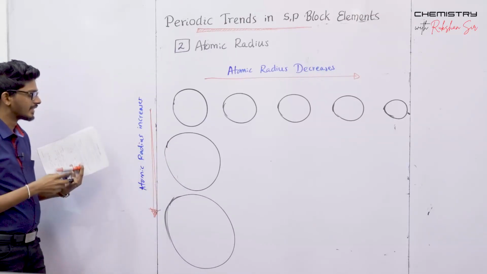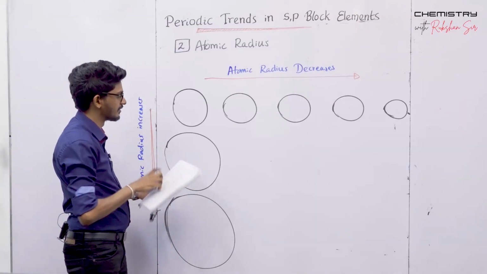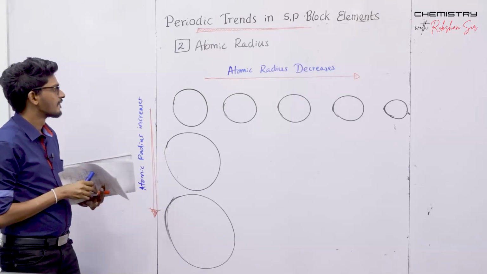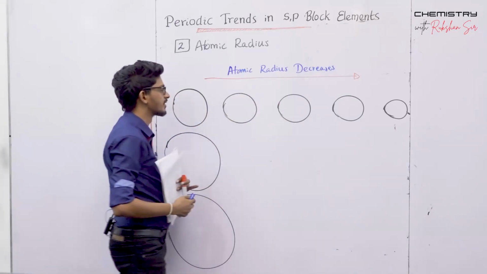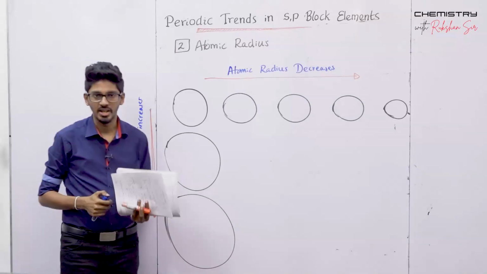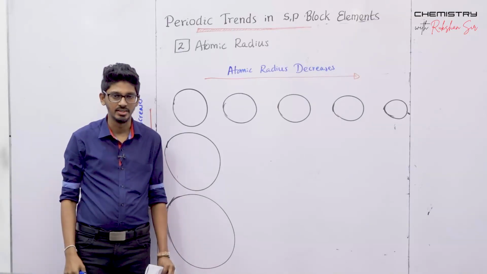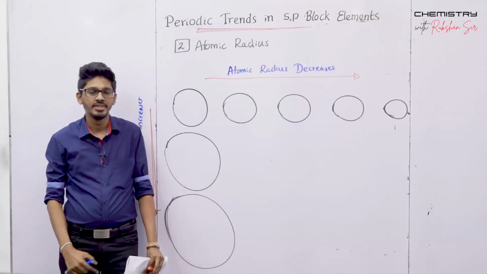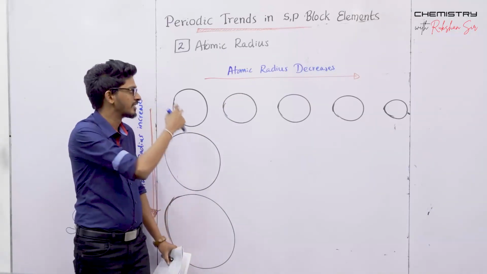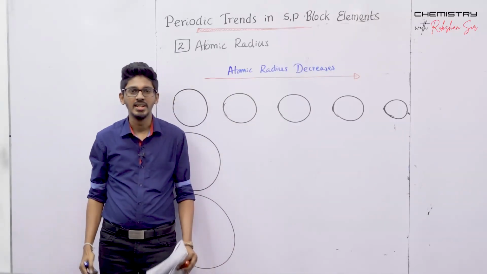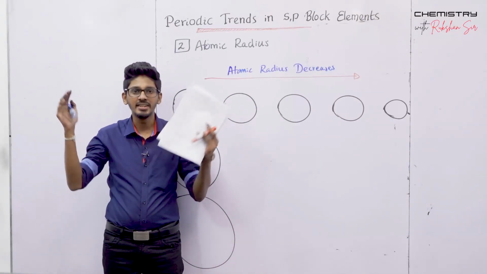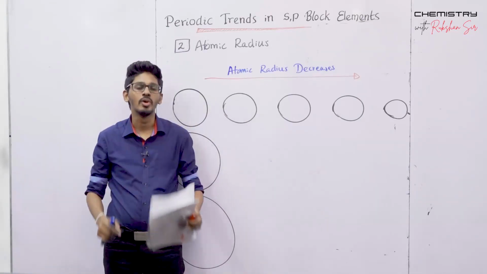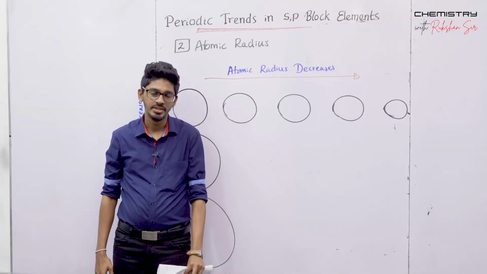Let's discuss the reasons for these. Actually, the reasons are very clear. Why is that? This is because of the increase of the effective charge. We have discussed that earlier. The effective charge increases going towards the right of a period, so the valence electrons feel a much greater charge from the nucleus and are attracted heavily towards it, making the atom small going towards the right of a period.